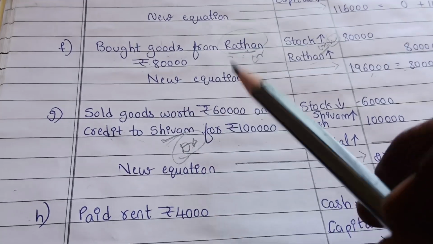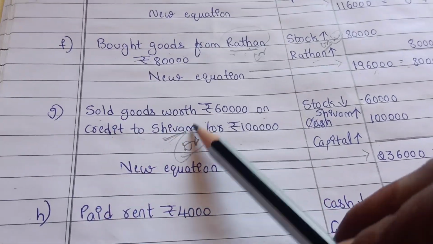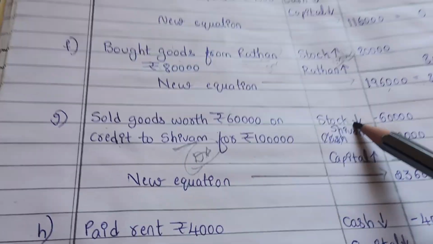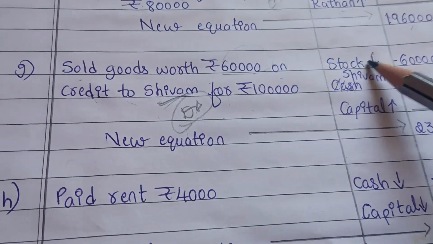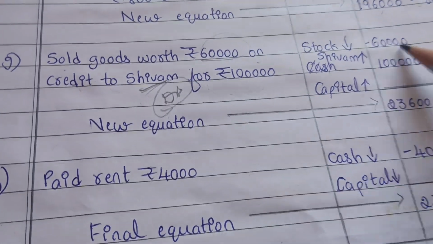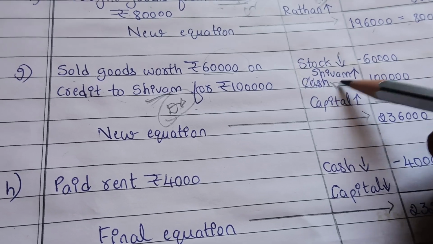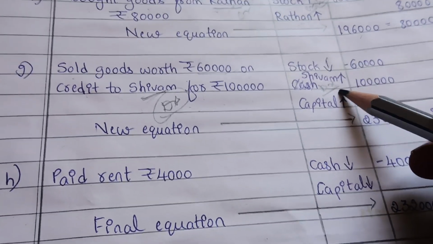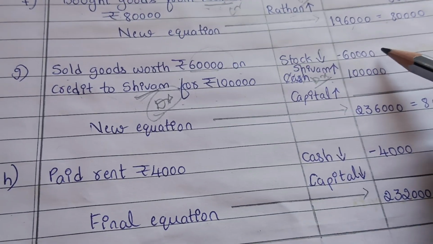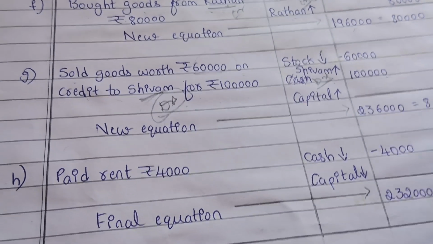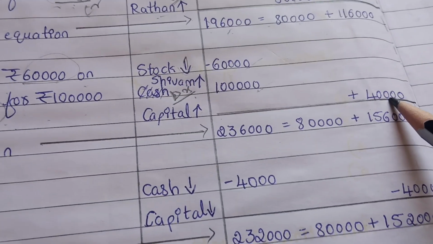Once again you have three effects here. Goods worth rupees 60,000 have been sold. So stock decreases by 60,000. To whom are they selling? To Shivam. Shivam is our debtor. So debtors increase by 1 lakh. The goods are worth 60,000, and they sold it for 1 lakh. There is a profit of 40,000, and that 40,000 will affect the capital.